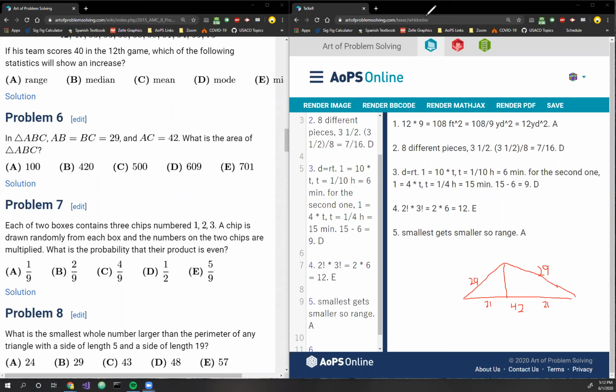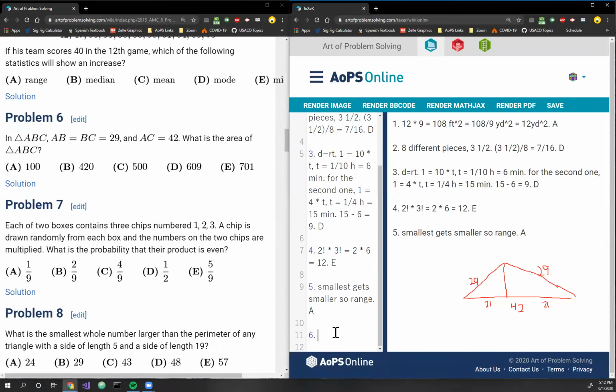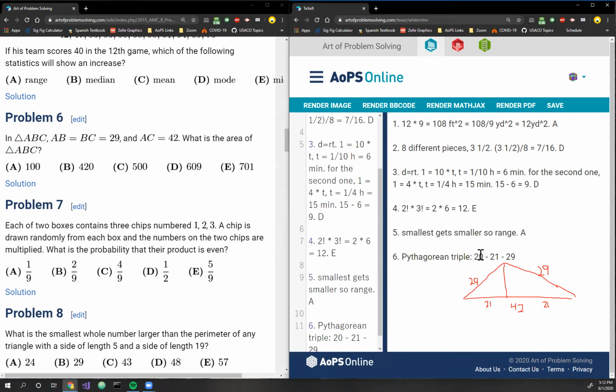In another class, I talked about Pythagorean triples, and we notice a Pythagorean triple here: 20, 21, 29. Basically, this means that 20 squared plus 21 squared is equal to 29 squared. You can also just use the Pythagorean theorem. Wait, I did this wrong. Did I? Just kidding, I didn't. Okay, so yes, 21 squared plus 20 squared equals 29 squared.